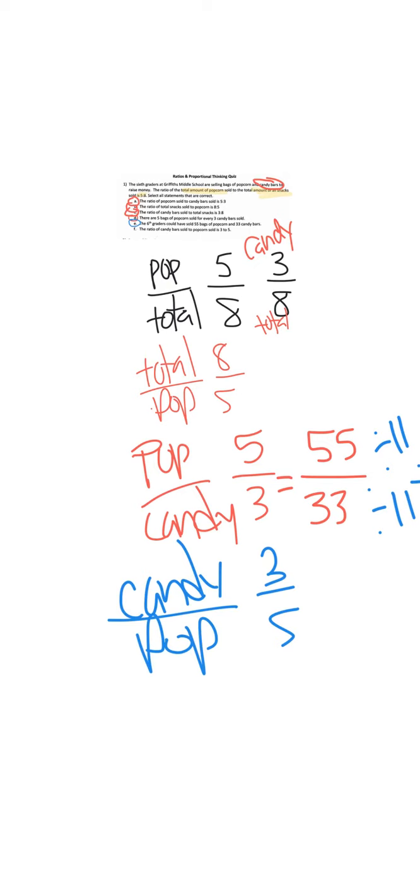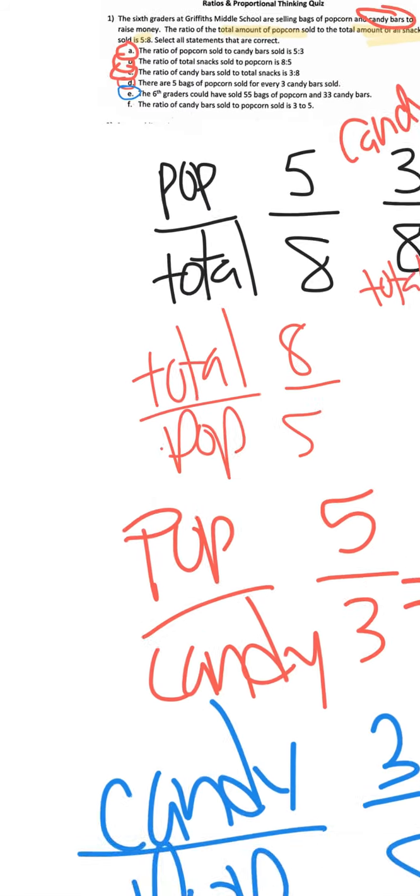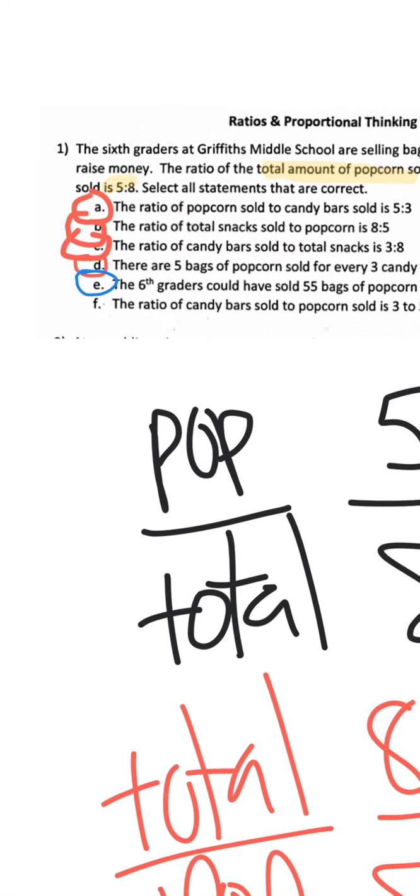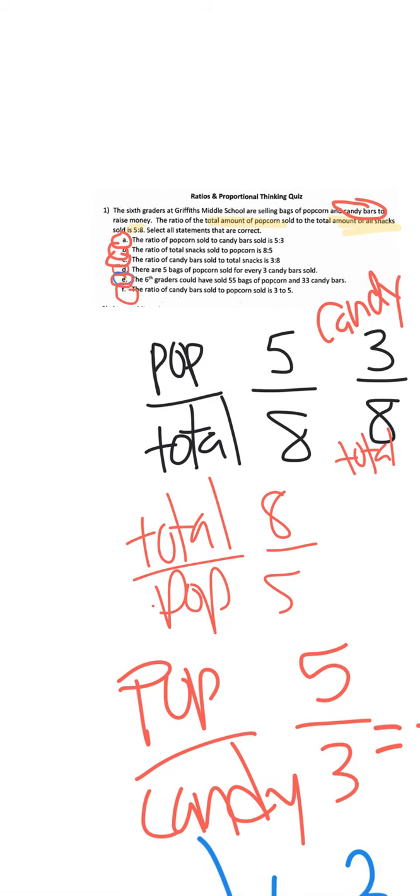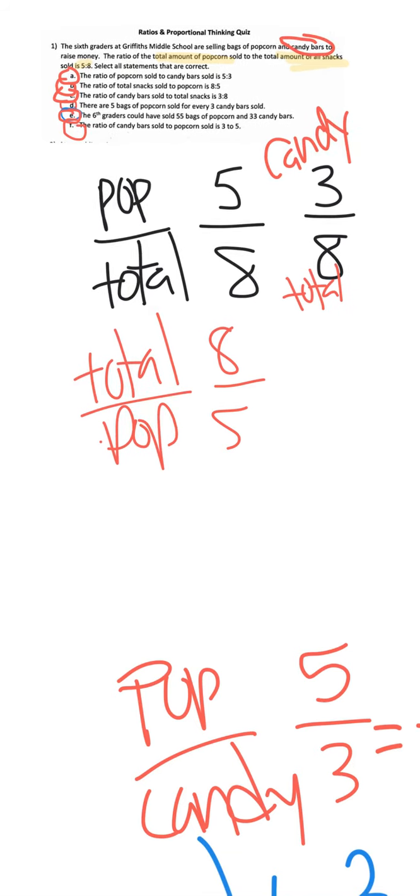So if you look at this, oh no, how do I zoom in again? Here it is. If I look at this ratio, the ratio of candy bars sold to popcorn is 3 to 5. That is also correct. So that is also a correct answer. So all these were actually correct answers. And it's just kind of focusing on if you can tell me whether, I can't move stuff. Here it is.